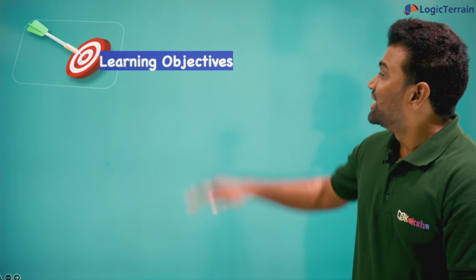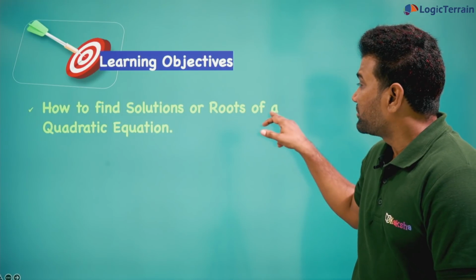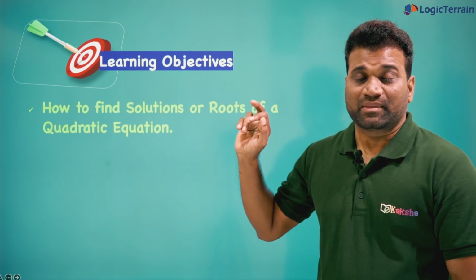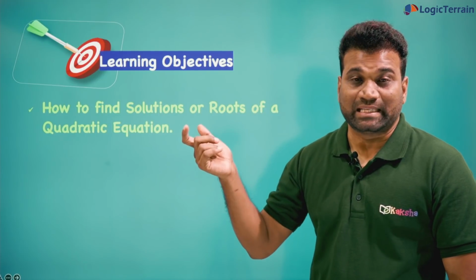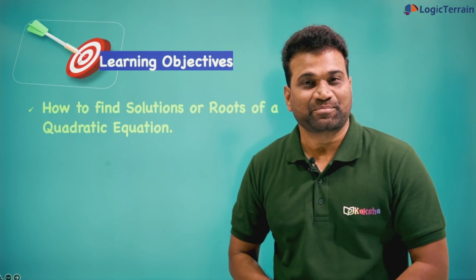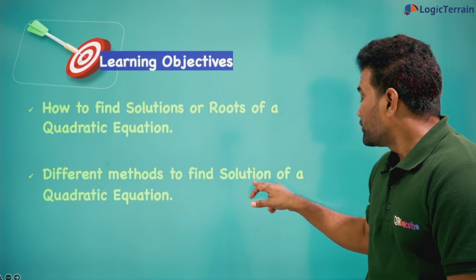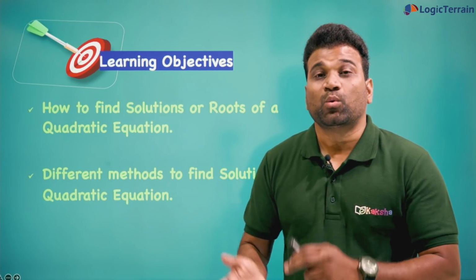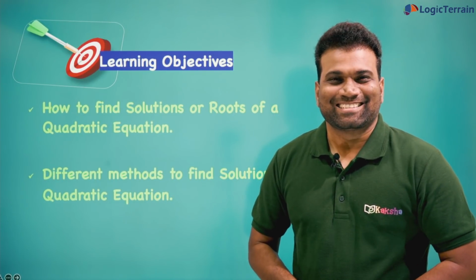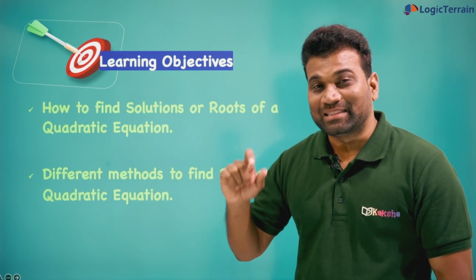Learning objectives. First one, how to find solutions or roots of a quadratic equation. Here you need to understand solutions or roots, both are same. You can call either way. Second, different methods to find solution of a quadratic equation. We have different methods. What are all they? We'll discuss. So these two are the main learning objectives of this session.